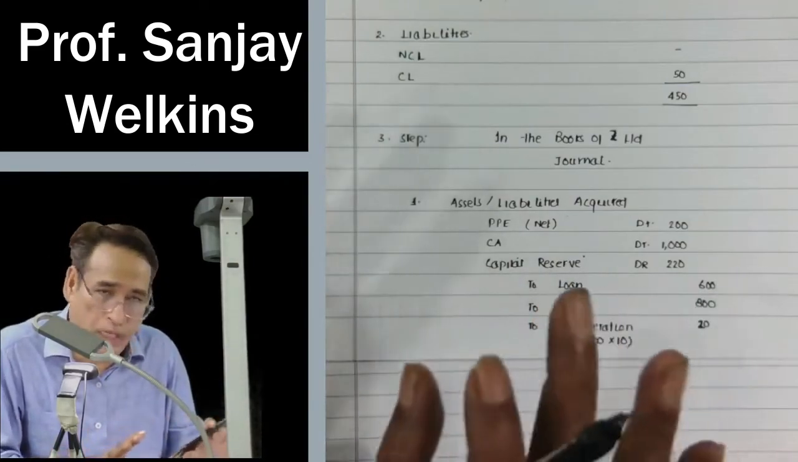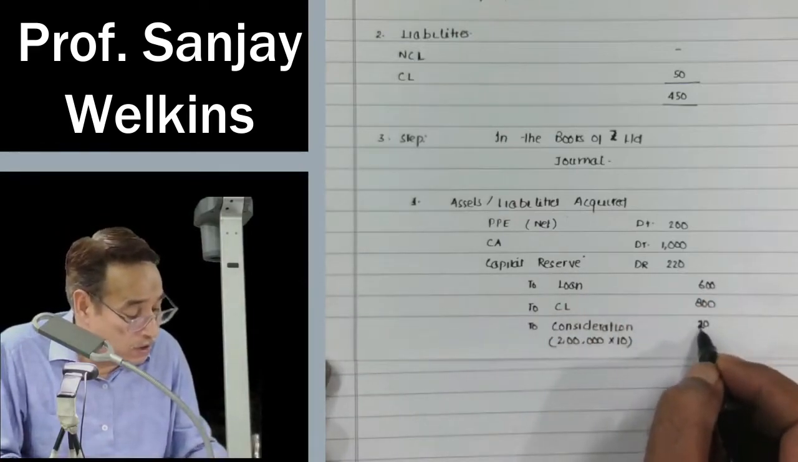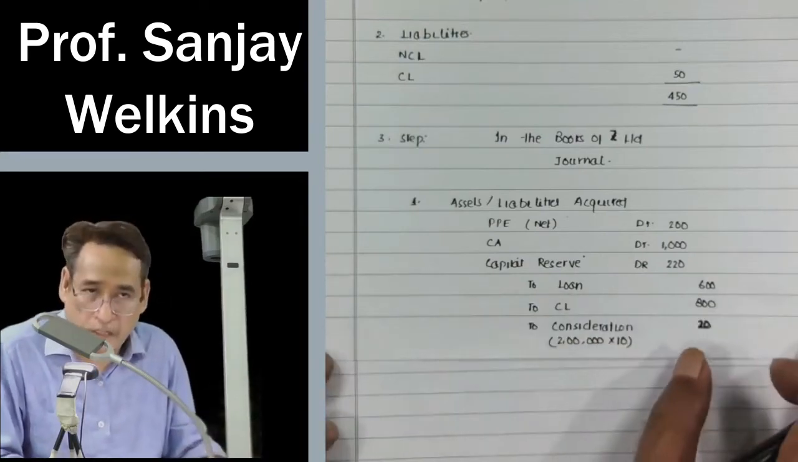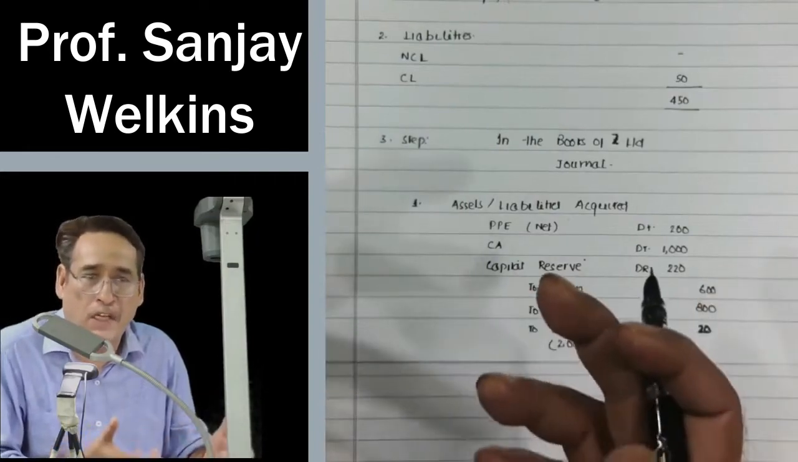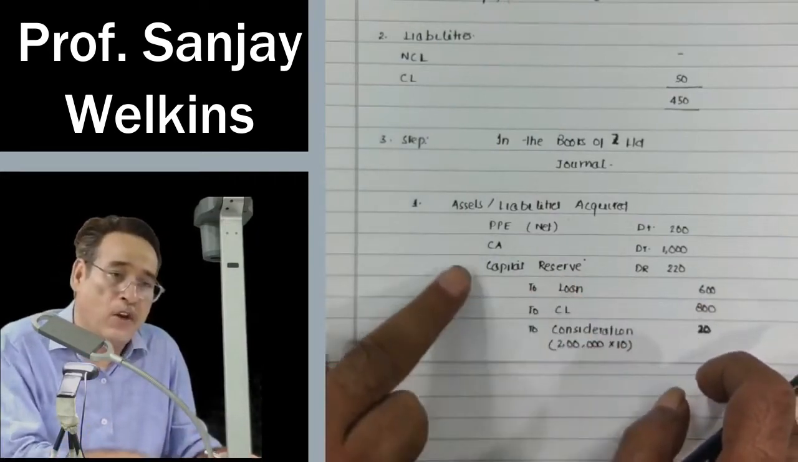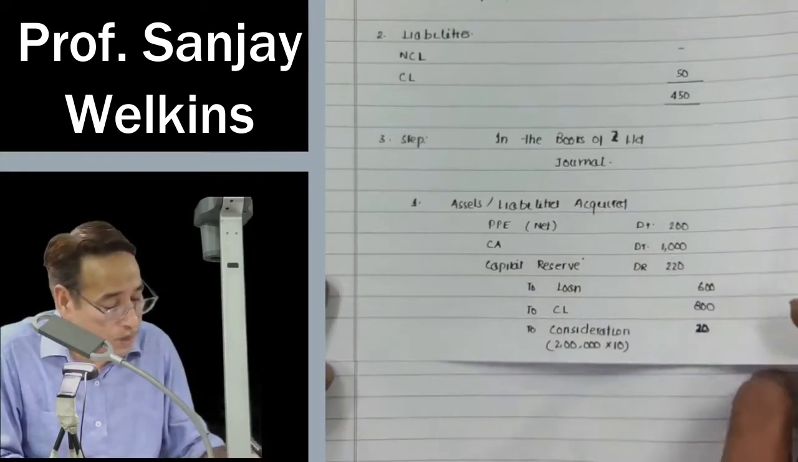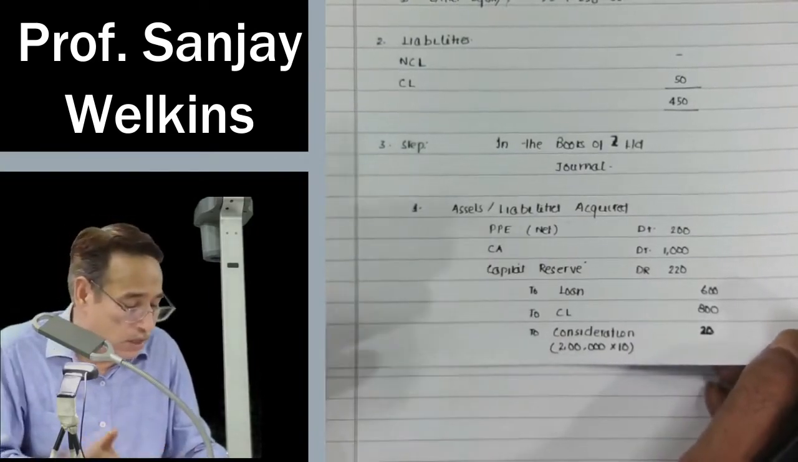It is not going to make any difference, but it is better to write share capital at nominal value and ignore completely the security premium. And when we ignore it, that doesn't mean we are not considering them. That means it is getting automatically adjusted. You need to understand it this way round too. So, assets and liabilities acquired we have now written. This is the only entry.